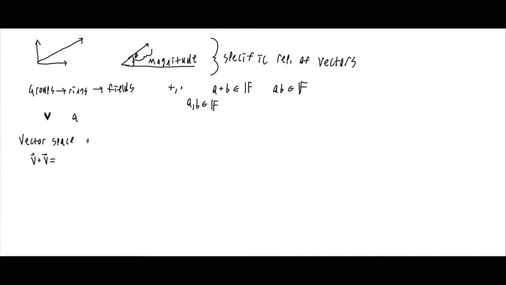So if we add two vectors, we get another vector. And if we multiply our vector by some scalar in our field, that will give us another vector.